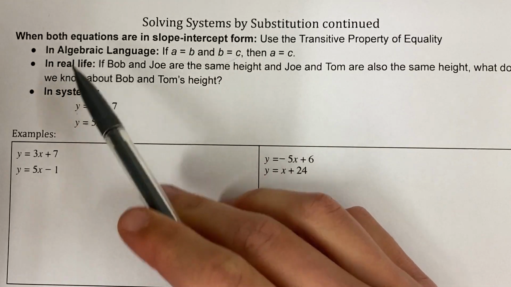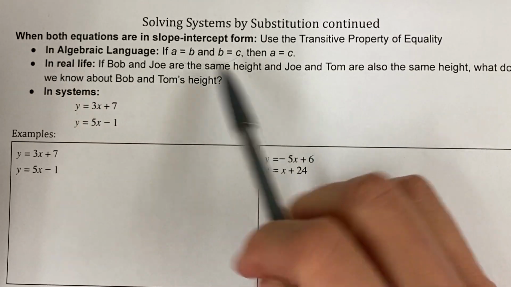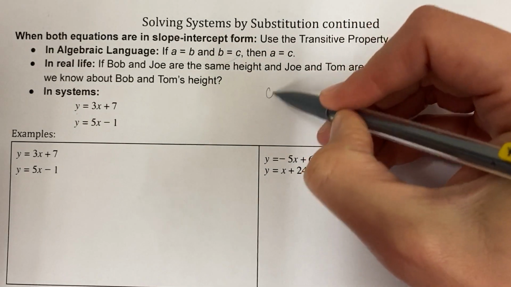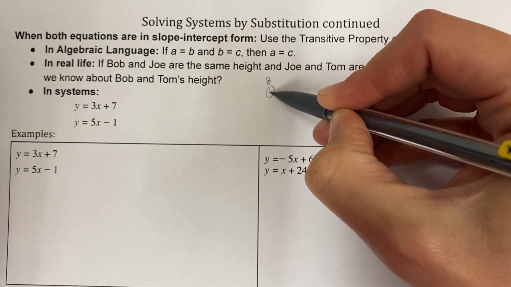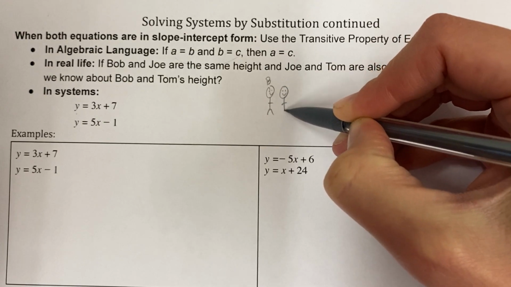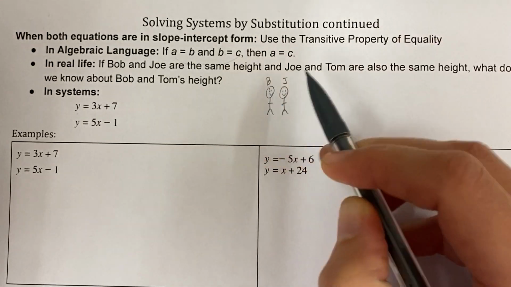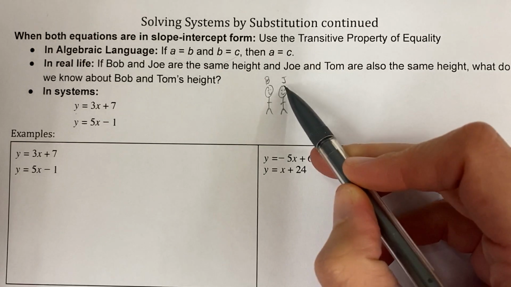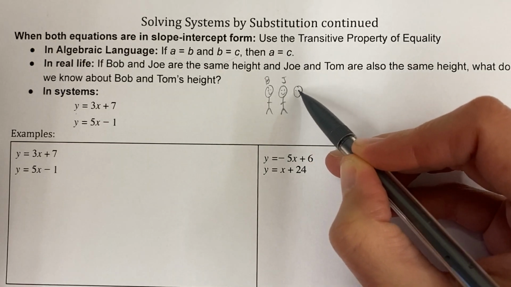Okay, here's an example in real life. If Bob and Joe are the same height, right? So Bob and Joe, they're the same height. So here's Bob. We'll call him B. And here's Joe. They're the same height. Okay. And Joe and Tom are also the same height. So look, here's Joe, and Tom is the same height as Joe.